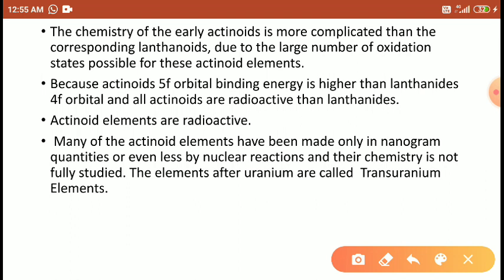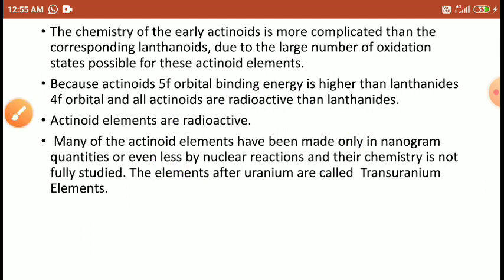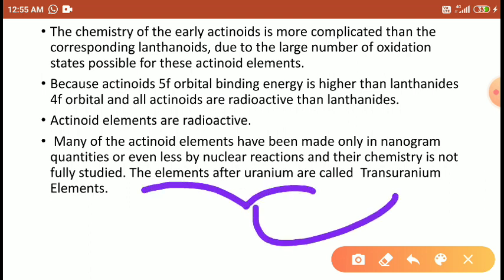So uranium. These elements, what are the radioactive elements? Radioactive elements are used in nuclear reactions. In the nuclear reaction, the elements after uranium are called transuranium. The elements after uranium are called transuranium.